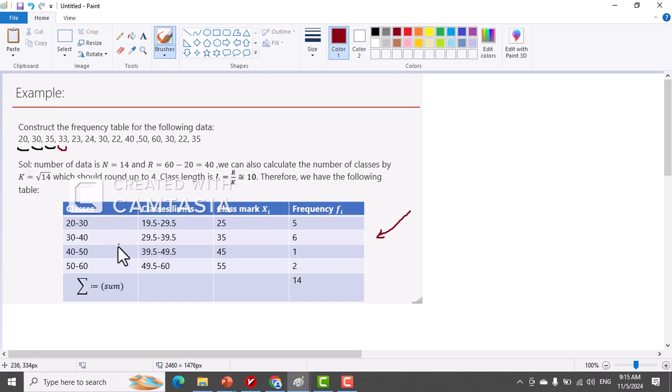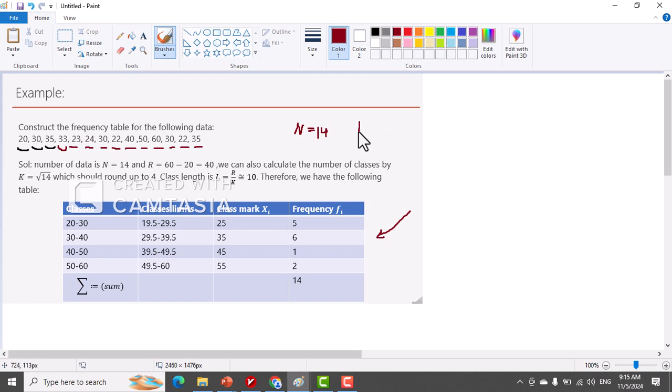To construct this table, the first thing is counting the number of data that we have. So 1, 2, 3, 4, 5, 6, 7, 8, 9, 10, 11, 12, 13, and 14 data. So we have 14 data, so n, the number of data over here, is equal to 14. As you can see, n, the number of data, is 14.